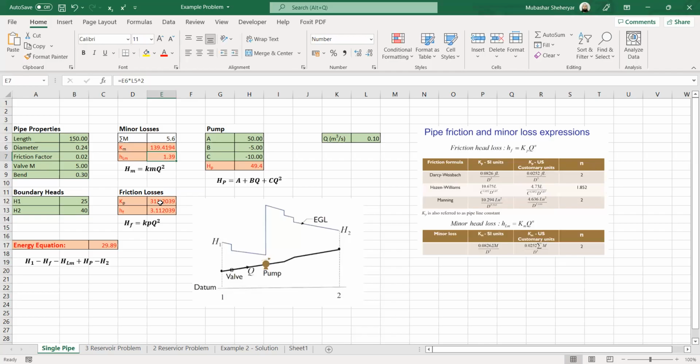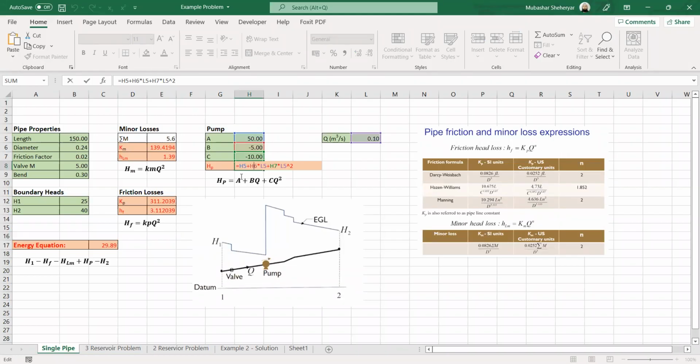Similarly, using the Darcy-Weisbach equation, we can easily find the pipe constant Kp just by checking these values, the friction factor, the length, and the diameter of the pipe, and then we can easily calculate the head losses that occur through the pipe due to friction. We have also been given a quadratic equation having a coefficient of 50a, b is equal to -5, and c is equal to -10.